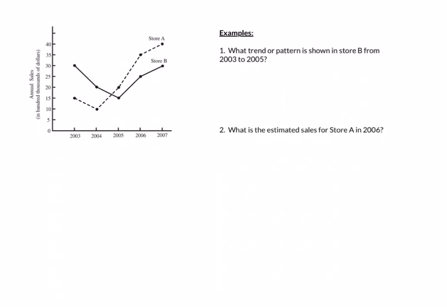So it says what trend or pattern is shown in store B from 2003 to 2005. So store B, we're looking at the solid line. And what happens as we go along the solid line from 2003 to 2005? It is decreasing.